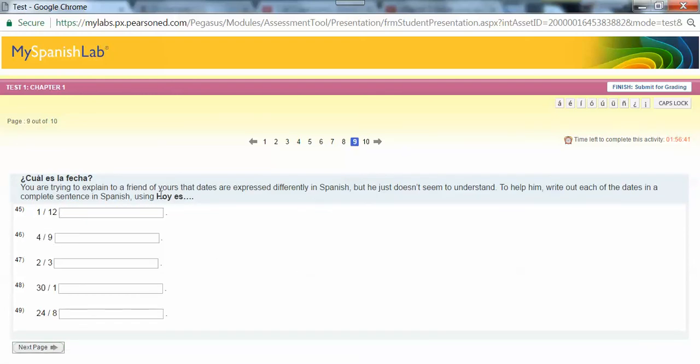Here you're trying to explain to a friend of yours that dates are expressed differently in Spanish, but he just doesn't seem to understand, to help him write out each of the dates in a complete sentence. So today is, and remember that in Spanish, they write it different than us. Today is, for us, would be 1/18. They would write this as 18/1 because they'd say, hoy es el 18 de enero. So the first number in all of these is the day. The second one is the month. So be careful of that.